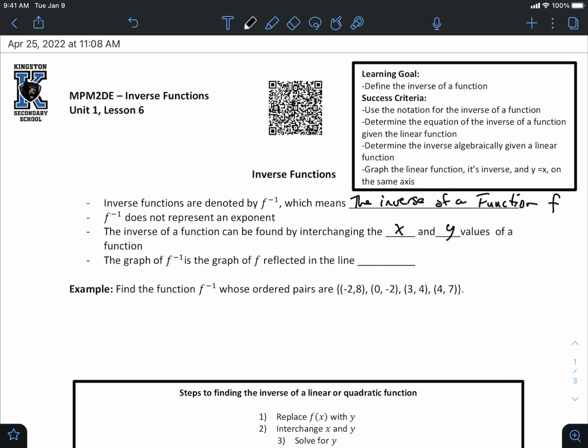Okay? The graph of f minus 1, or f inverse, is the graph of f reflected in the line y equals x. This is kind of the cool part of this. Yeah, it's pretty interesting. And we'll draw this on there.